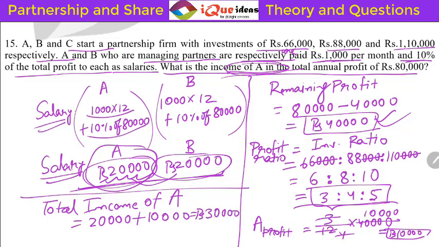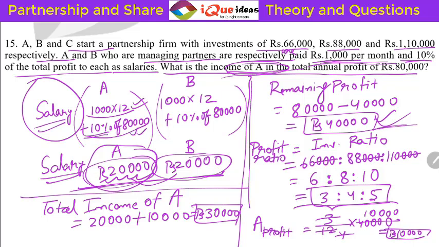People usually make a mistake in understanding the 10% of the profit. Please understand that it is already given as a salary, along with 1,000 rupees per month. So as a salary for working, he is getting a monthly payment, and he is also getting some extra profit share. And then whatever remains is again divided in the ratio of their investment. That is the tricky part of this question. Okay, now let's go to the next question.